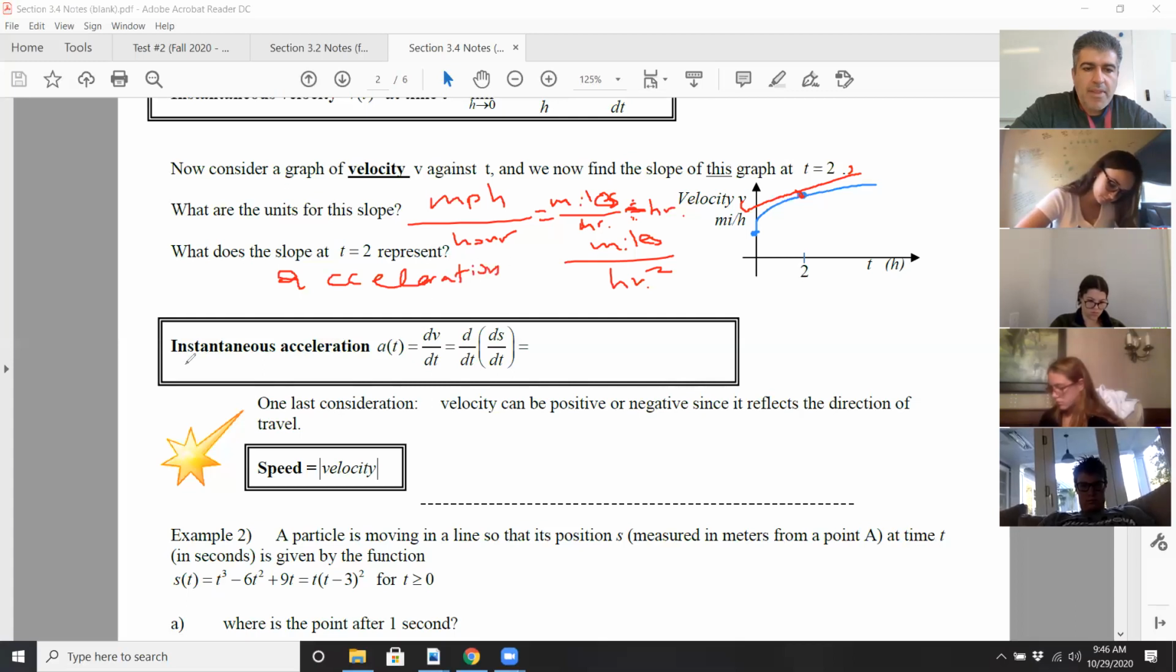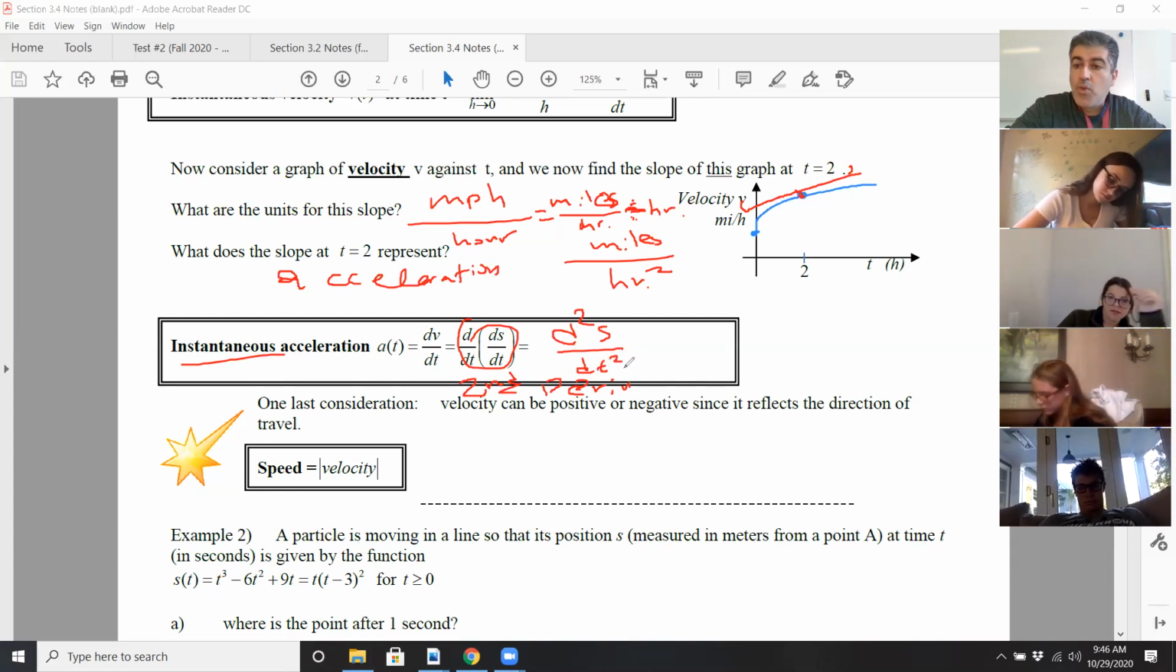So to find the instantaneous acceleration, you have to take the derivative of velocity, or do a second derivative of position. Second derivatives are a big deal, and some of you write them like this. That means you have to do two derivatives of the position function to get the acceleration.